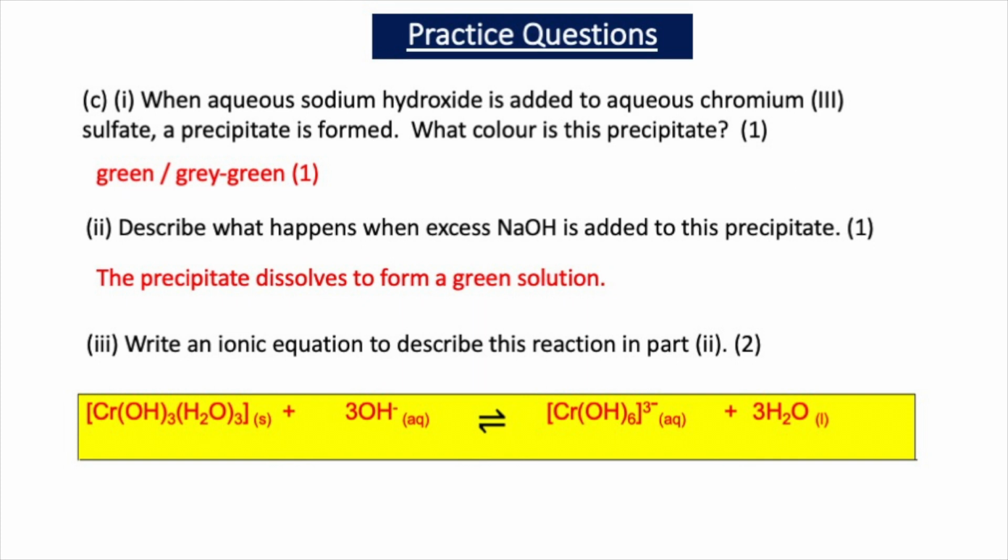And for the last part, it says write an ionic equation to describe this reaction in part 2. And this is a 2 mark question. So the ionic equation would be [Cr(OH)3(H2O)3] plus 3OH- ions forms [Cr(OH)6]3- plus 3H2O. If you said that, you get 2 marks: 1 mark for the reactants being correct and 1 mark for the products being correct.